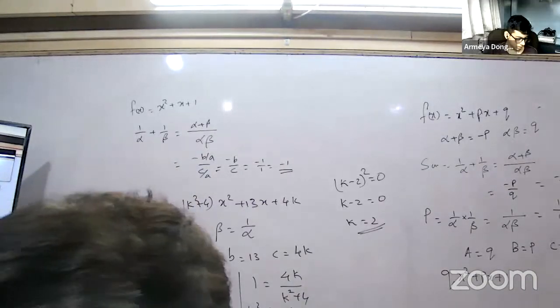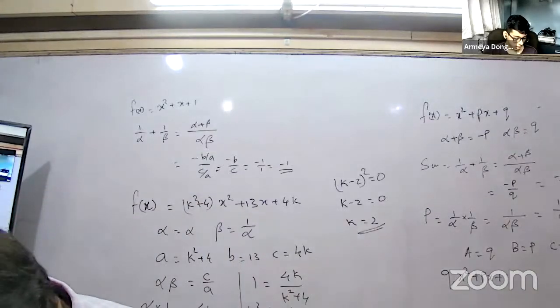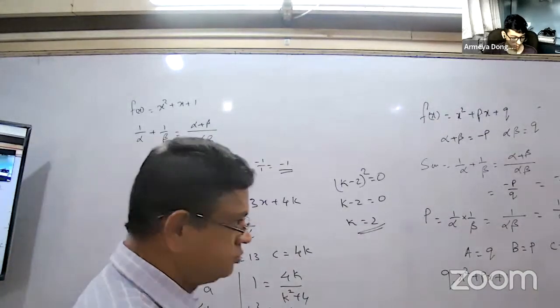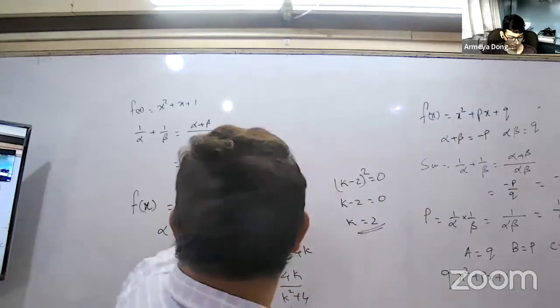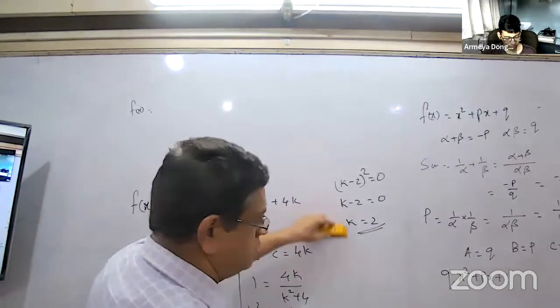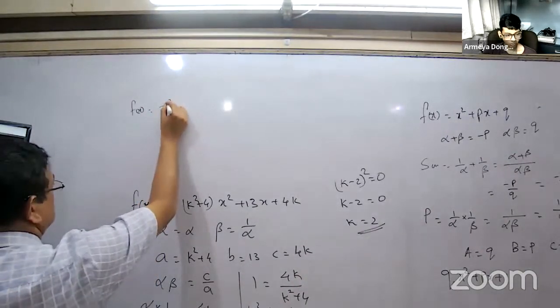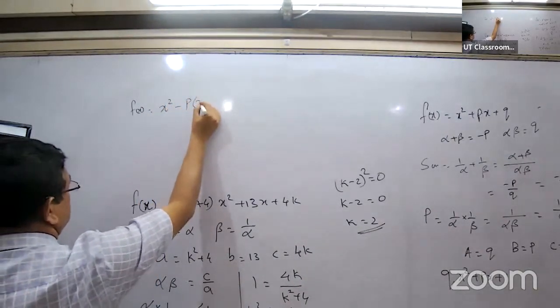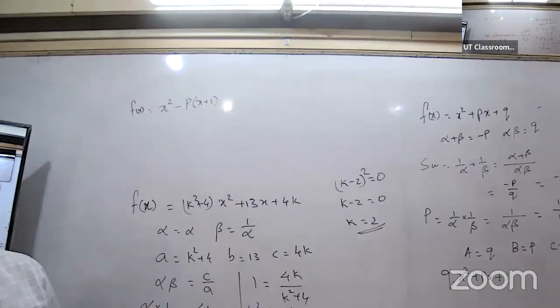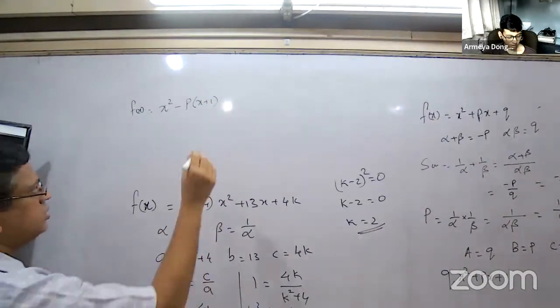Sir, if alpha and beta are the zeros of the polynomial f of x is equal to x square minus p times x plus 1 minus c, such that alpha plus 1 into beta plus 1 is equal to 0, then c is equal to what? Yes, sir. Minus c. Okay, minus c.